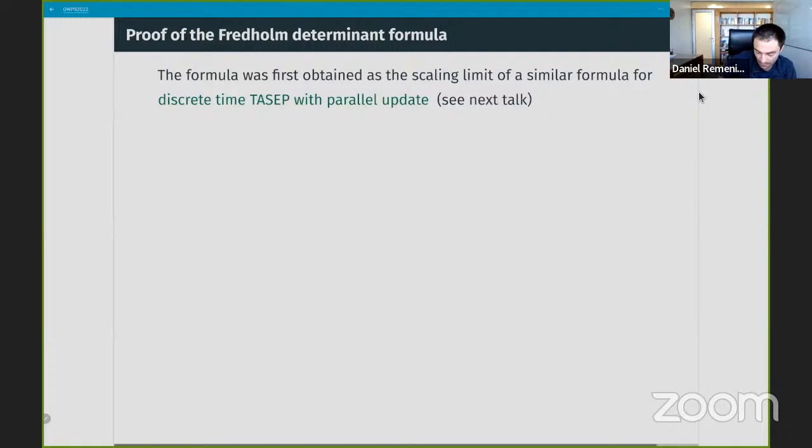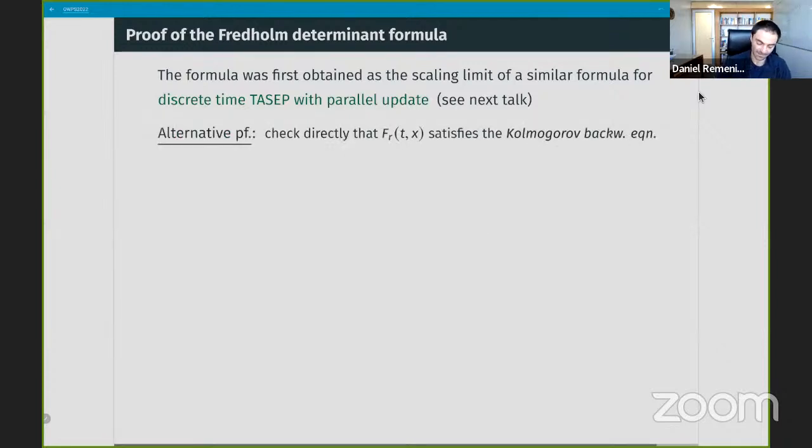Okay, so in the next talk, I've been raising this question, where could such a formula come from? So the way we got the formula originally is as a limit of something called discrete time TASEP with parallel update. That's what Konstantin is going to talk about, and he's going to explain this in the next talk. Okay, that's how we discovered the formula. But it turns out that after knowing the formula, there's a way to explain where the formula comes from, which is direct. So it doesn't require any complicated algebraic derivations, which are the sort of thing one needs to get to these formulas for discrete time TASEP.